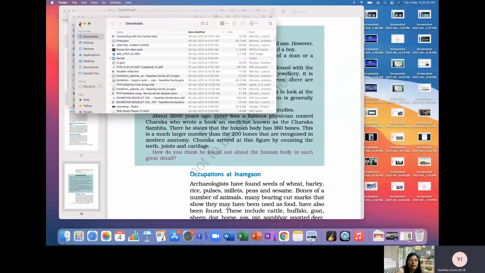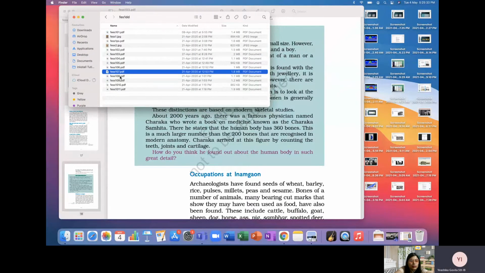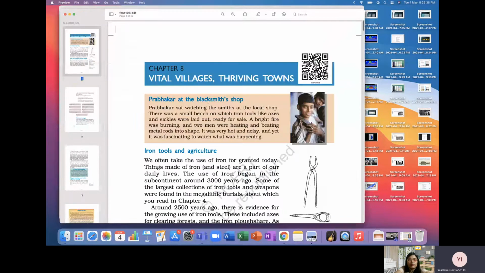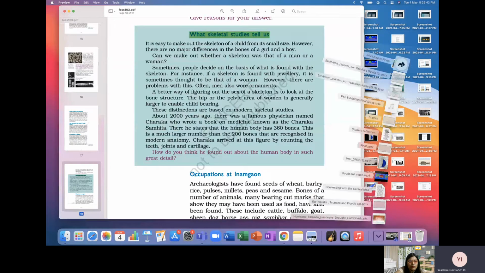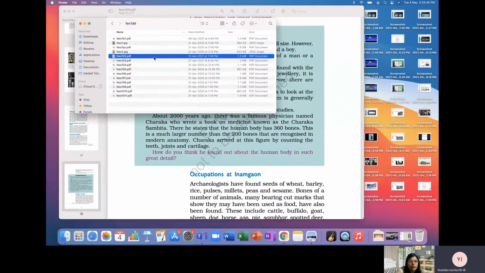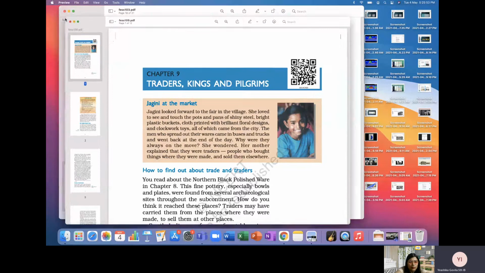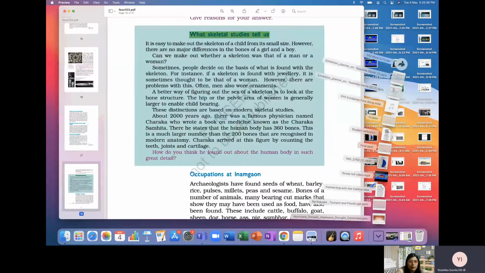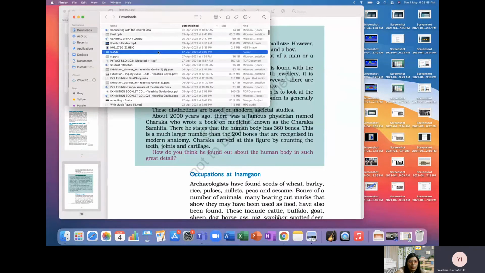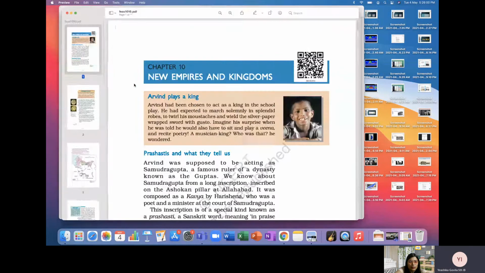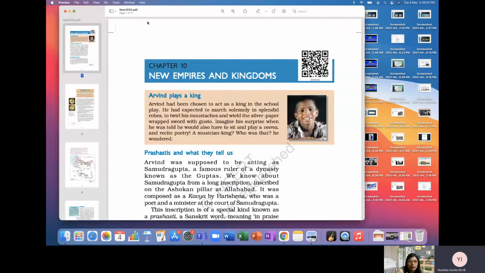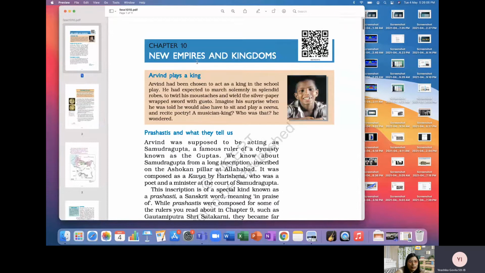So what are the last three chapters? Four. Villages, thriving and towns, 12 pages. Traders, kings, and pilgrims, 12 pages. New empires and kingdoms. Just scroll down a little bit.